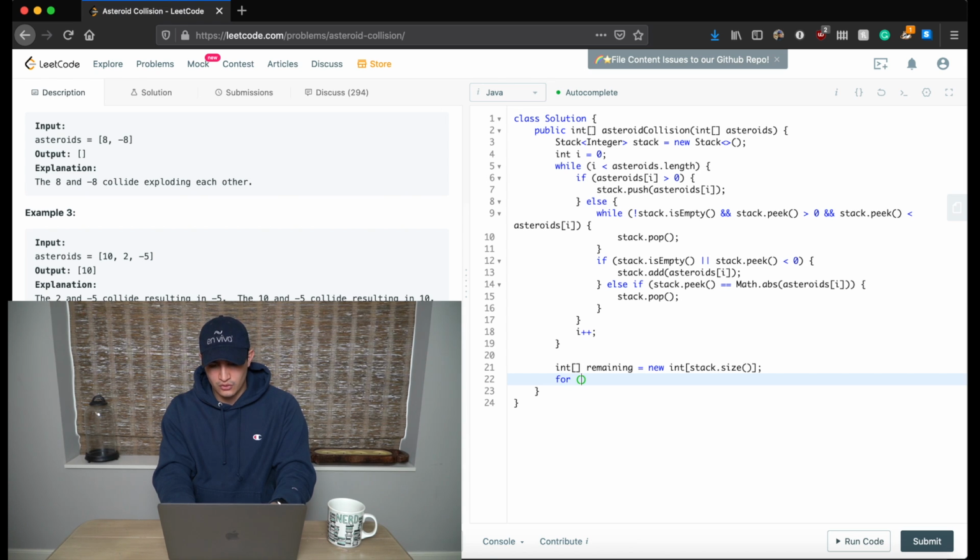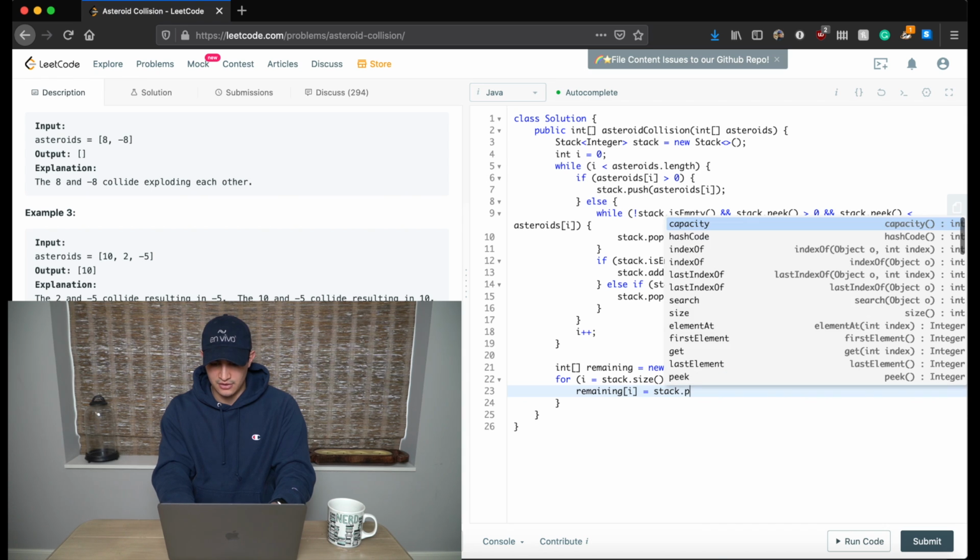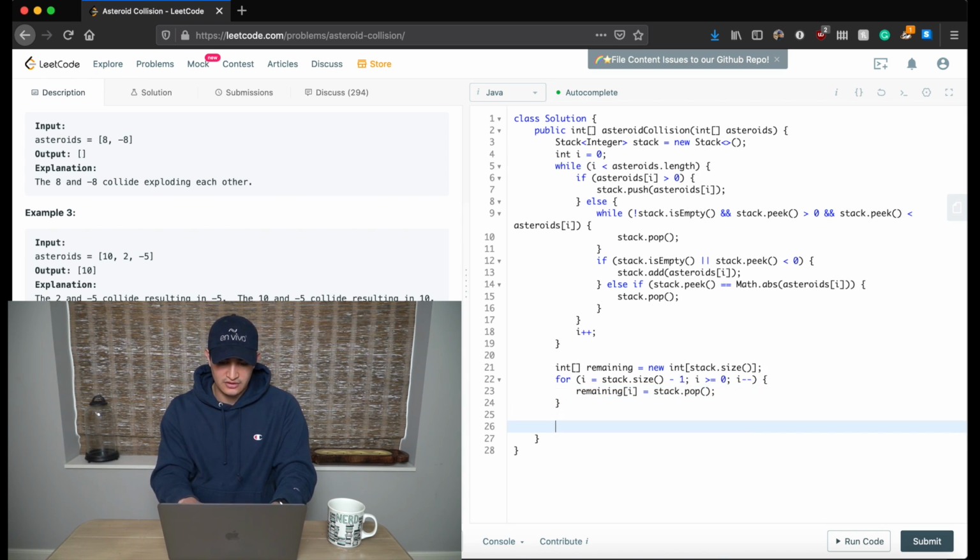So now I'll just say for i equals stack.size minus 1, while i is greater than or equal to 0, i minus minus. And we're just going to throw into remaining[i] whatever comes from popping from the stack. So once this actually finishes now, all I have to do is actually return our remaining asteroids.